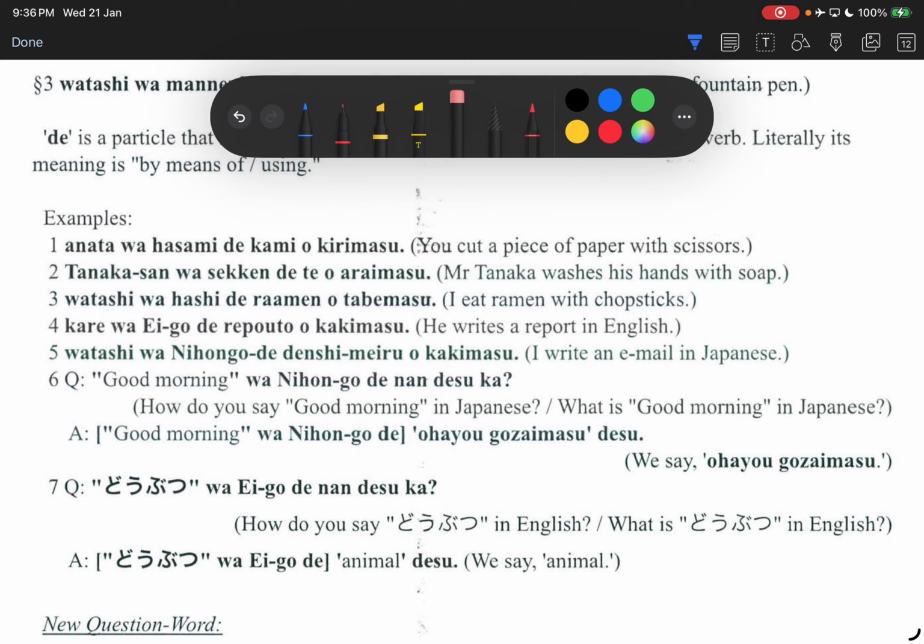Number 7. 動物は英語で何ですか? So 英語で by English or in English. So 動物 in English is what? Then the reply will be animal です。Your reply will just be animal です。Okay? So far okay?